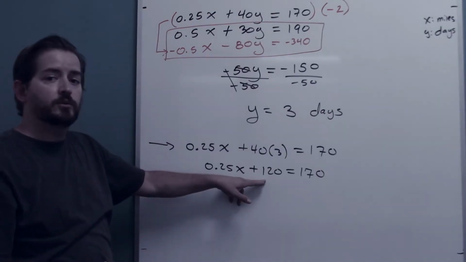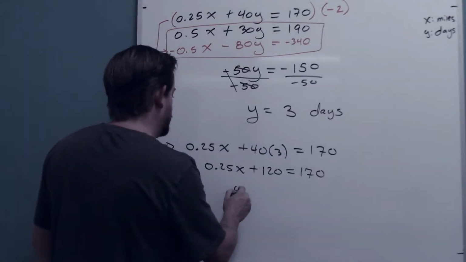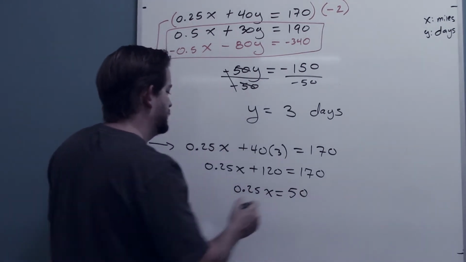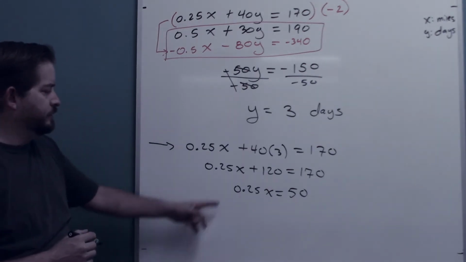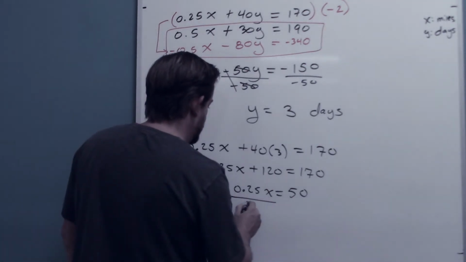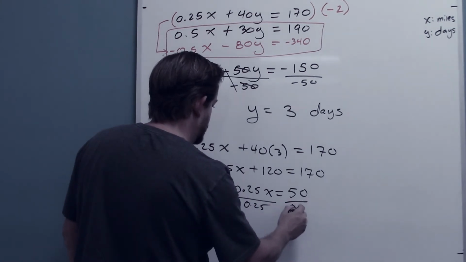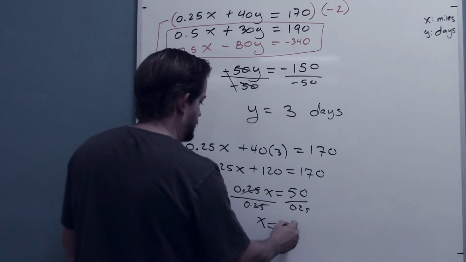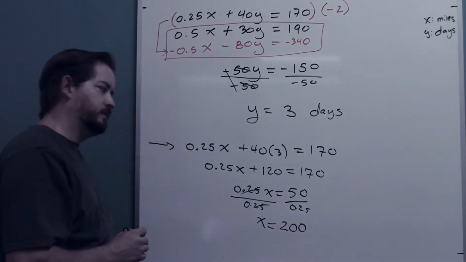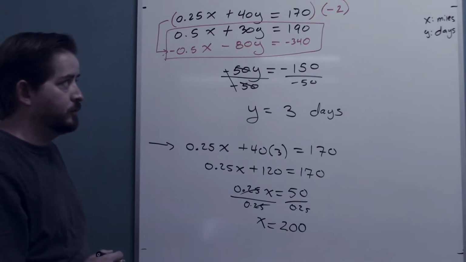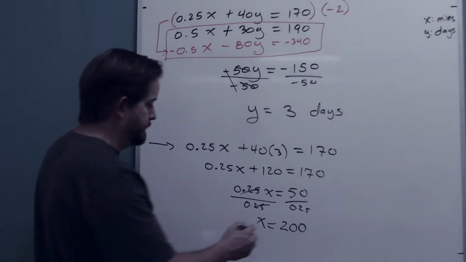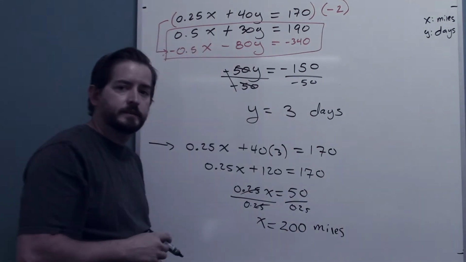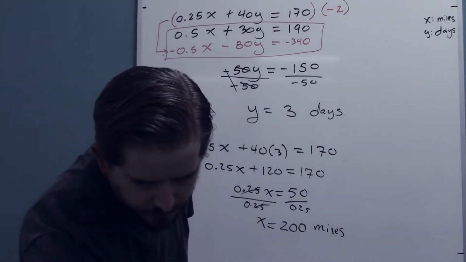I'm going to subtract 120 from both sides here, so that gives me 0.25x equals 50, right? And then if I divide by 0.25, it gives me x on the left and 200. So they drove 200 miles. And rented for 3 days. All right, good.